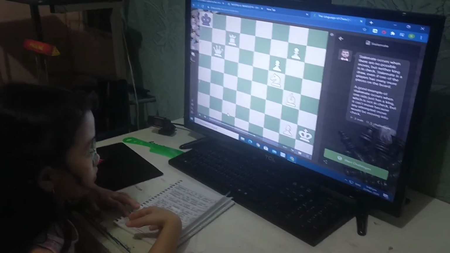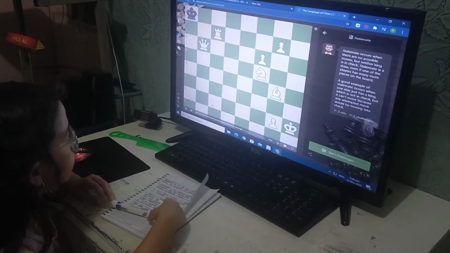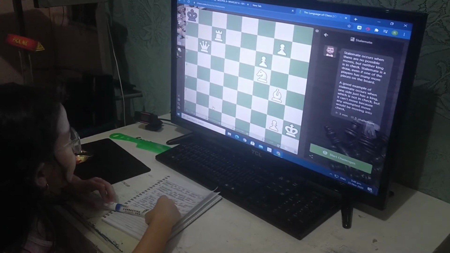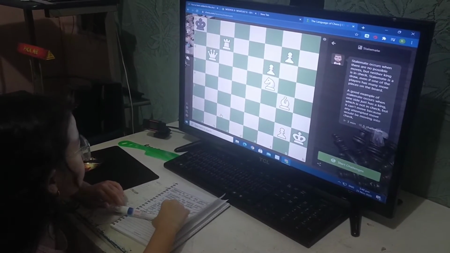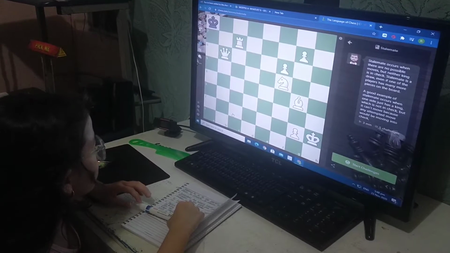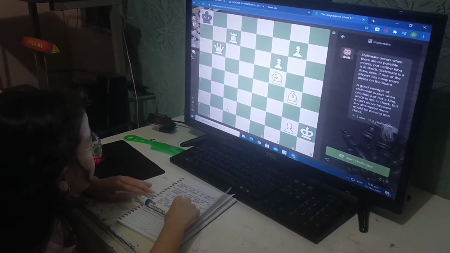Now the only remaining piece is the black king, and since black's king does not have any legal squares, and black is not in check, the game is a stalemate. What a save by black.